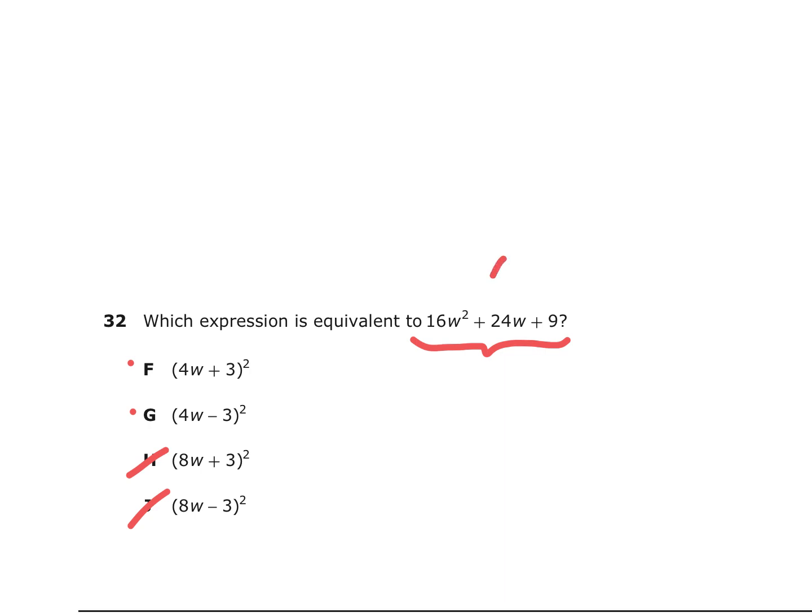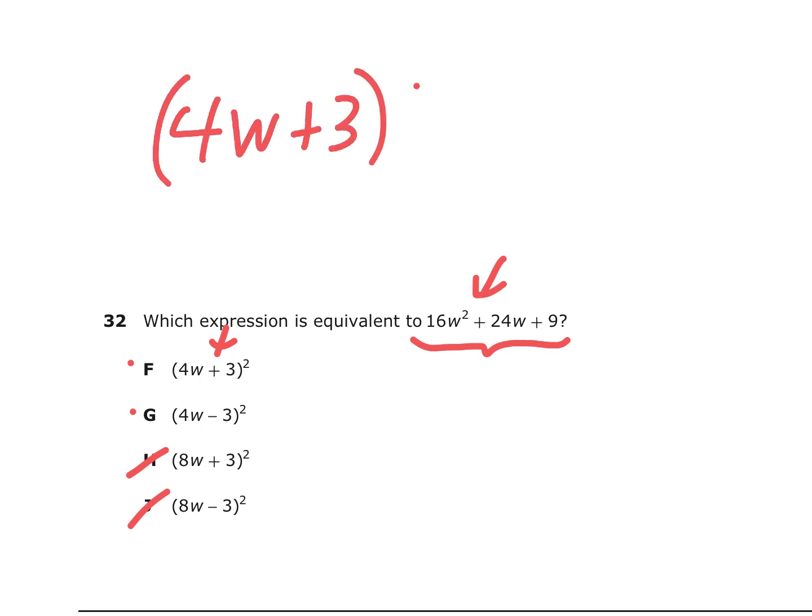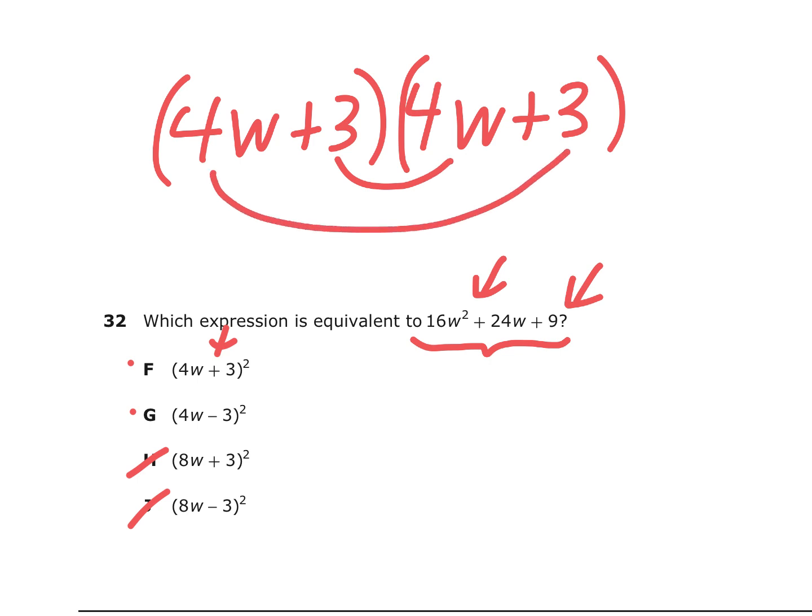Now, because this is a plus sign here, the middle term has to be plus, so it has to be 4w plus 3. What we're going to do is square 4w plus 3 to check and confirm our answer. So 4w times 4w, we got the 16, and the 9 comes from 3 times 3. But the middle term is going to come from the outer and the inner using FOIL. So 4w times 3 is 12w, and 3 times 4w is another 12w. When you add those, that gives you that 24w. So the answer then was F.